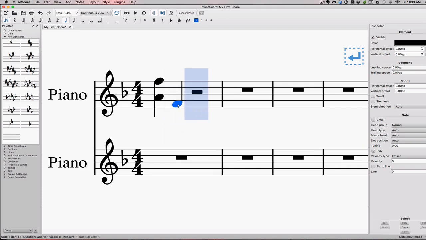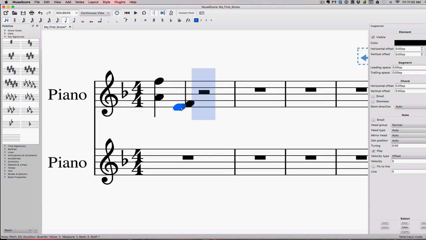Let's look at an interval of a seventh. This is a major seventh. If I invert it, let's take this E down an octave. I now have a minor second, because an inversion of a seventh becomes a second, and it was major, so now it's minor. Okay, so whenever you invert a major interval, it turns into a minor interval.